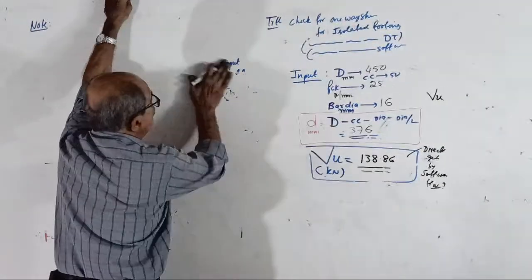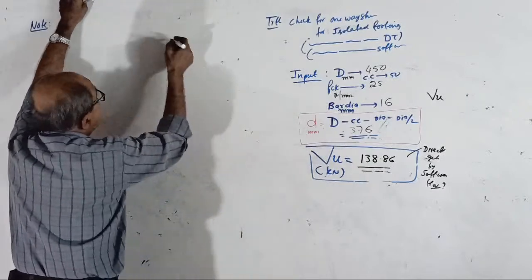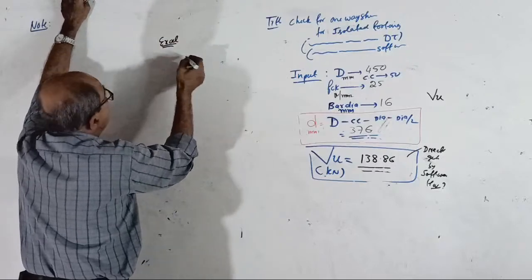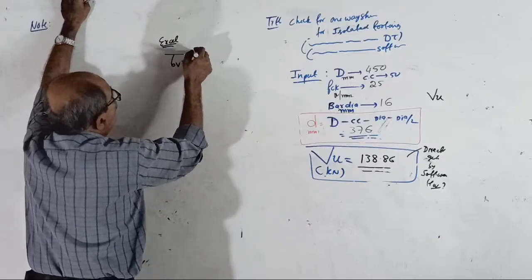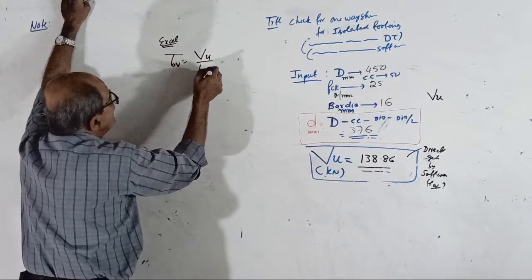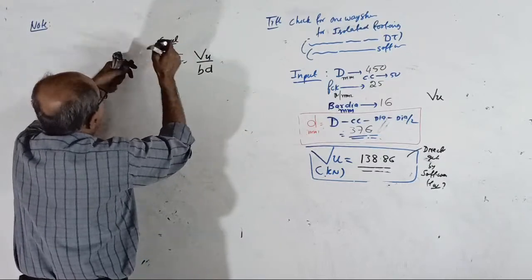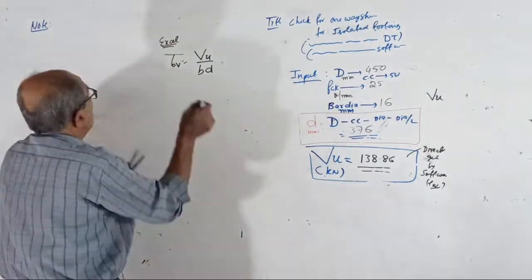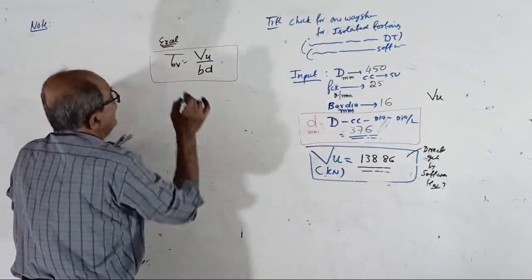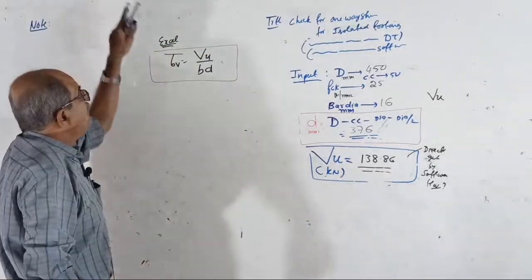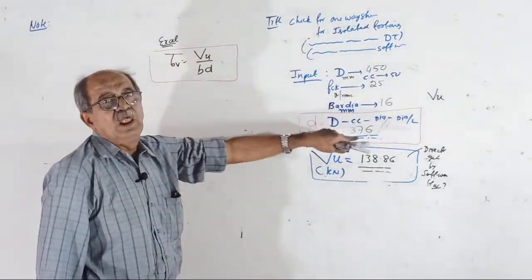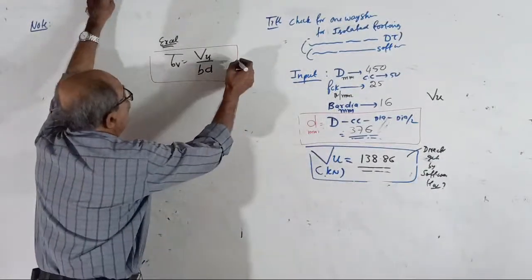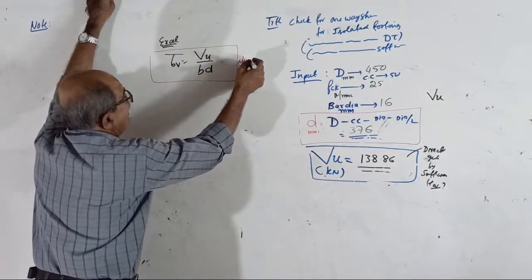Okay, now see, next step. You tell the Excel directly, tau V equal to VU by BD. Red color. Why red color? Tell me. No input. You tell the Excel tau V equal to VU by BD. Wrong. Tell me why. If you do this way, VU is in kilonewton. Tell the Excel, tau V equal to, we want tau V in Newton per mm square.